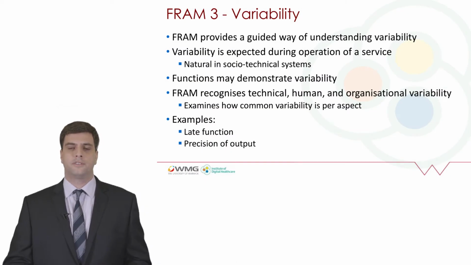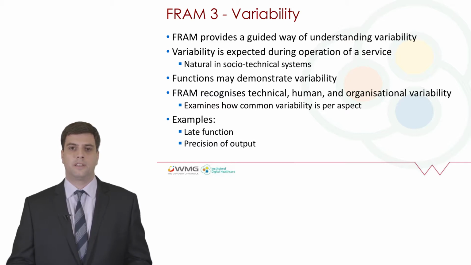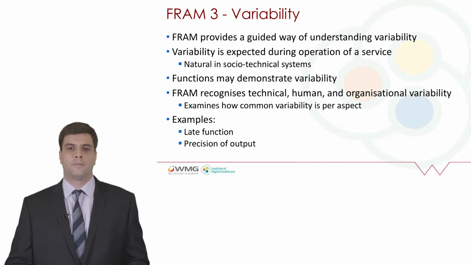FRAM considers the different variations during operation of a system. It provides a guided way of understanding variability of a system. This is expected during operation of a service, and it's quite natural in socio-technical systems. FRAM recognizes technical, human, and organizational variability. For example, a function may be late, or the precision of output of a function may be different each time the function is performed.